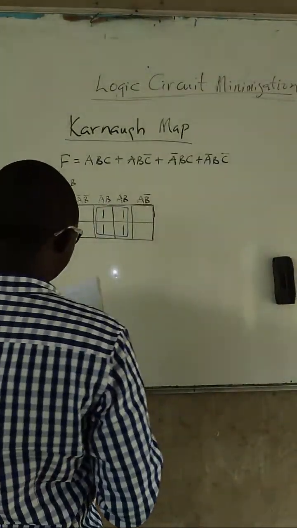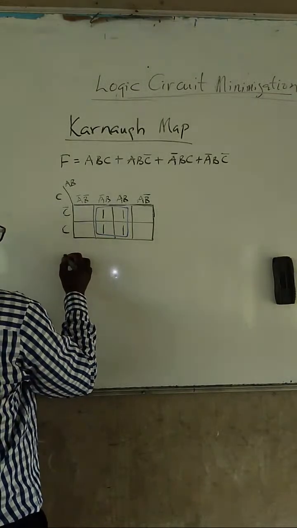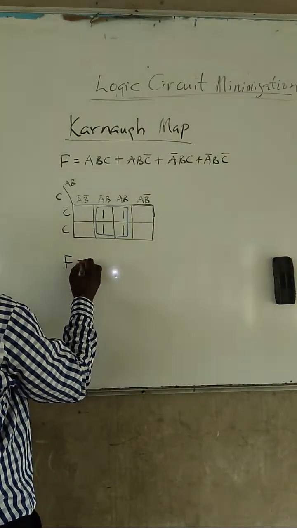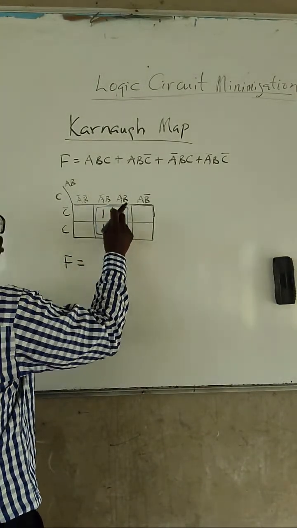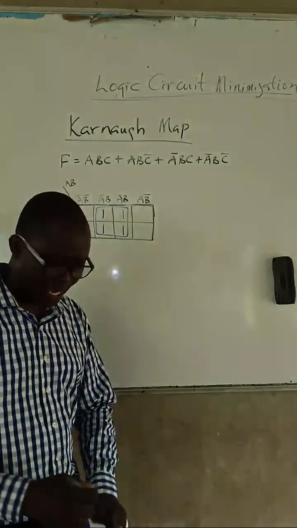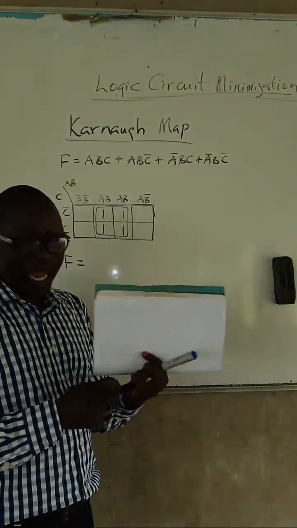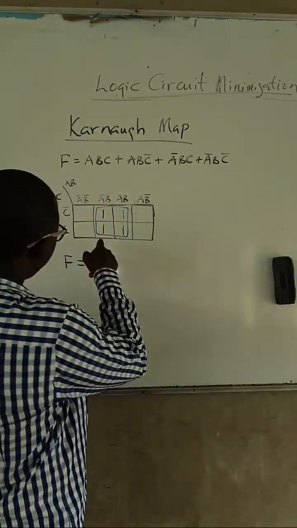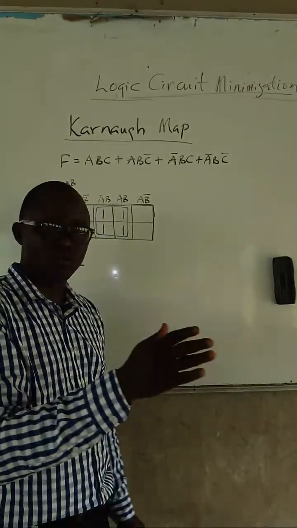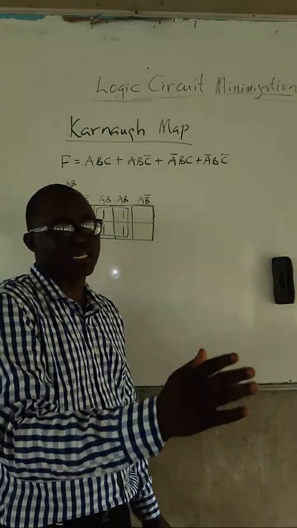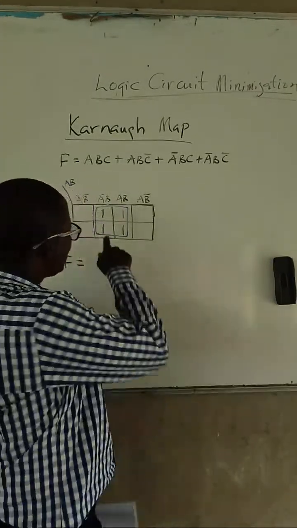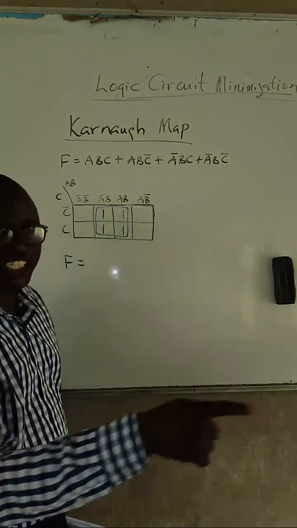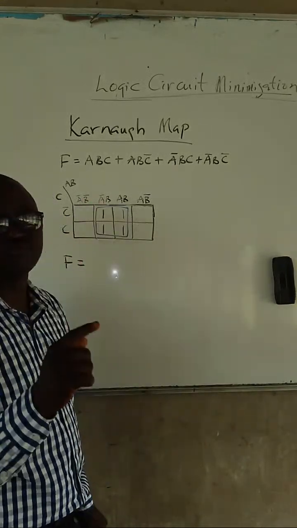So we want to write an expression for this output. F equals what we have here. Now, what do we have here? Simplifying by Karnaugh map, you look at the rows and the columns, and then you check which input stays constant, that does not change. The input that stays constant, that does not change, then you write it down.